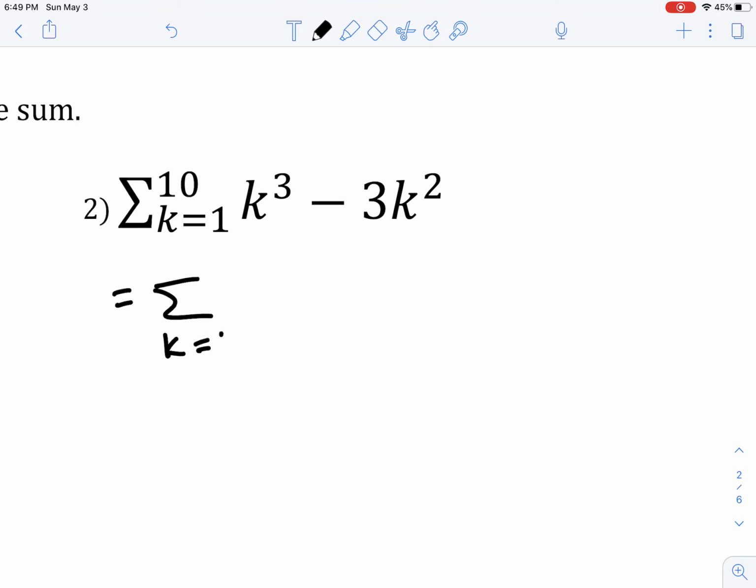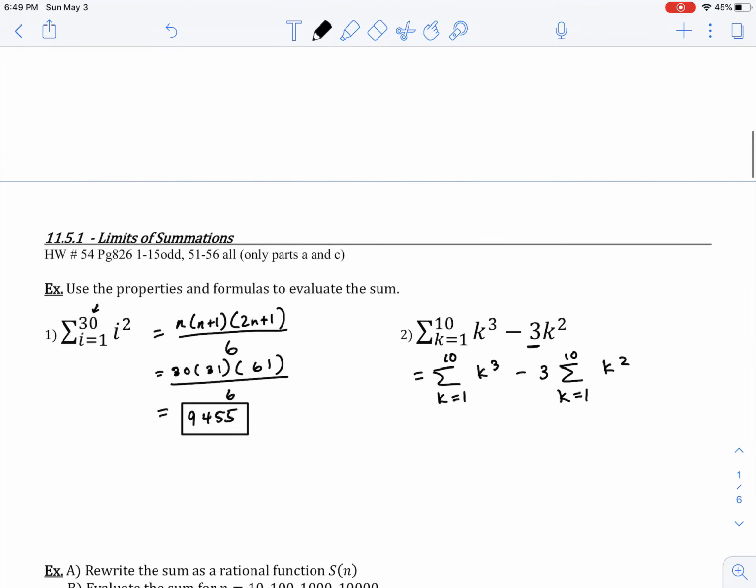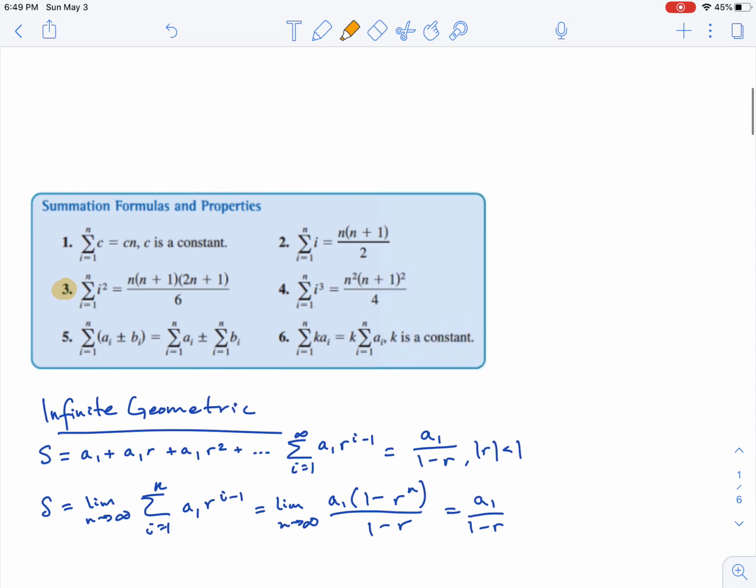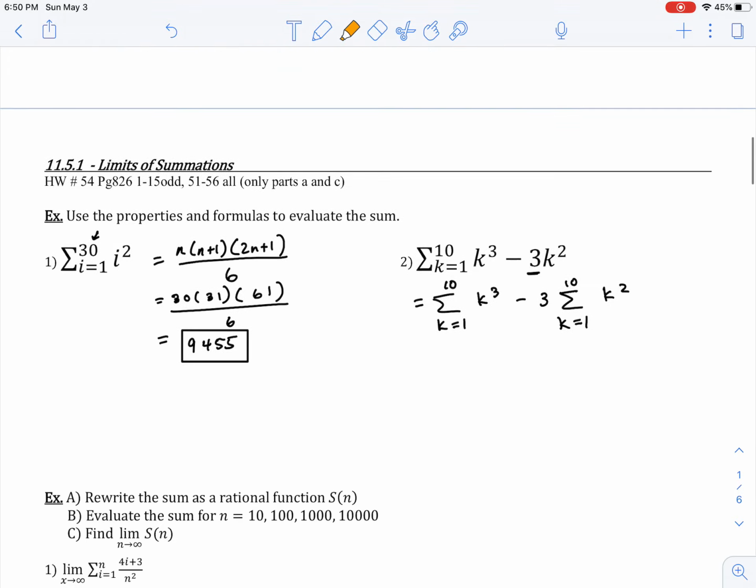So let's write this as the sum from 1 to 10 of k cubed minus, and I'm going to go ahead and write that 3 on the outside here, algebraically it just comes out to the same thing. It's equal to the sum from 1 to 10 of k squared. Now, if you go back to our formula list, you'll see that in this case, we can now use the cubic, which was summation number 4, along with the quadratic, which was rule number 3.